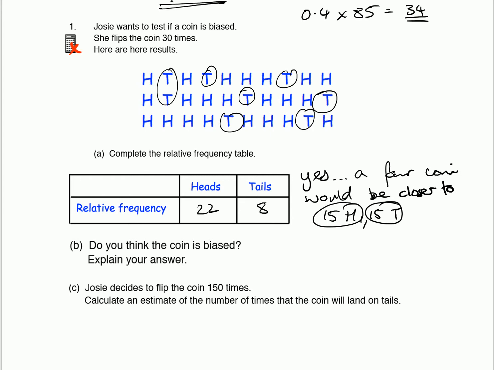Josie decides to flip the coin 150 times, and I want to estimate the number of times it will land on tails. Well, based on her results, the relative frequency, which is kind of like a probability, of tails is 8 out of 30, 8/30ths. 8/30ths of the time we'd expect tails. So 8/30ths times the 150 times would give us our result. So I'm going to do that on my calculator, and we're ending up with 40 times. We'd expect tails 40 times out of the 150. And that's it. That's all the answers on the probability worksheet.